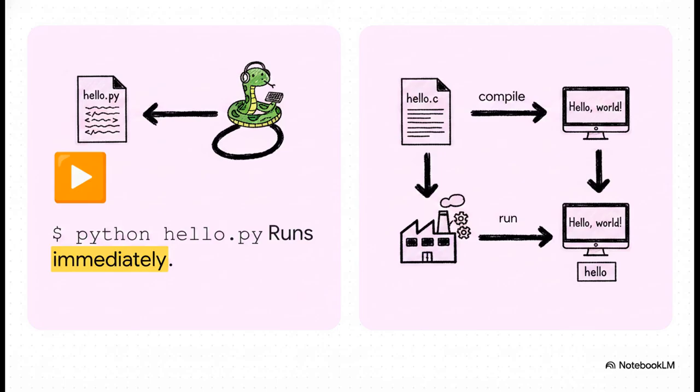With Python, it's simple. You type python hello.py, and the interpreter just reads it and runs it line by line right away. But with C, it's a two-step dance. First, you run GCC, that's the compiler, which translates your human-readable C code into a machine-readable program. Then you run that program you just created with ./hello.